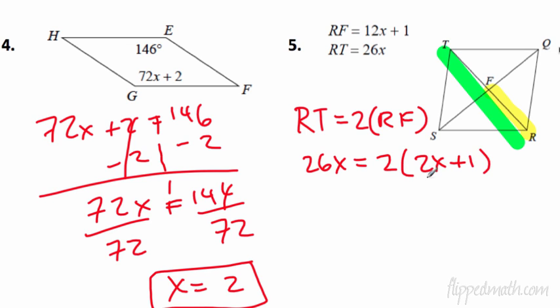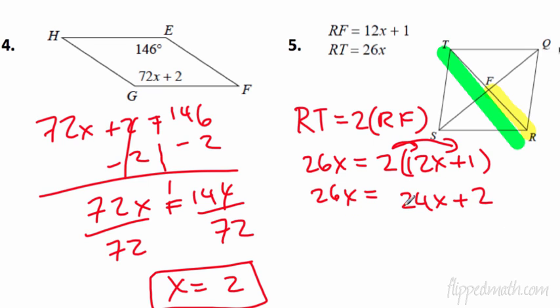Please make sure you use parentheses here. It's twice as big as the entire quantity of RF, which is 12x plus 1. Check that out. I almost made a mistake. So now what do? We distribute. That is correct. So 26x equals 24x plus 2. And what are we going to do?